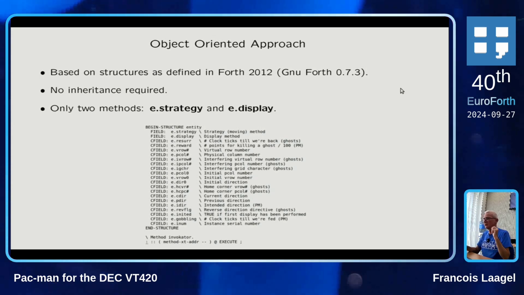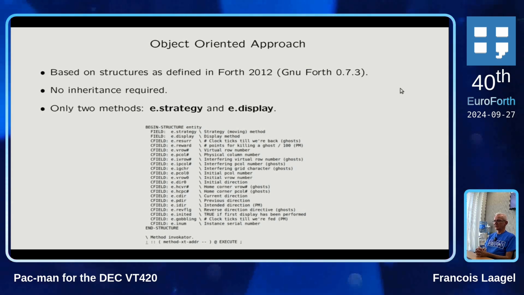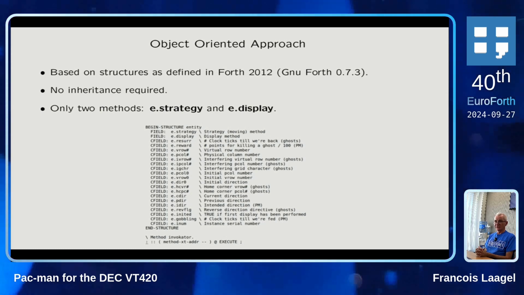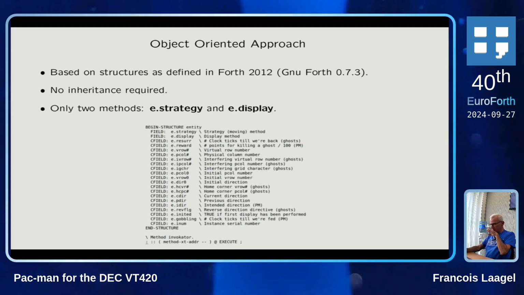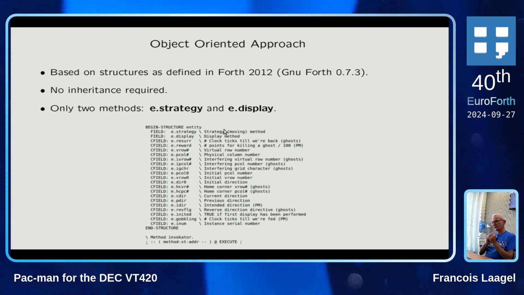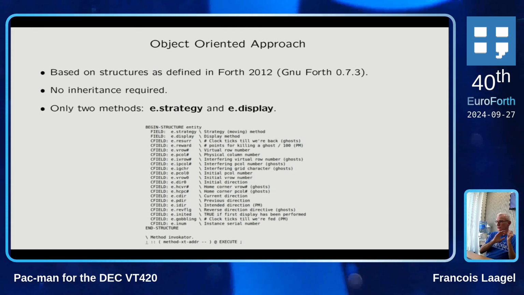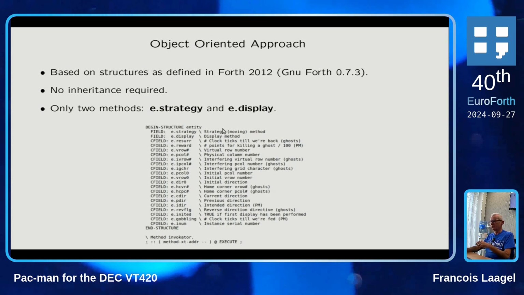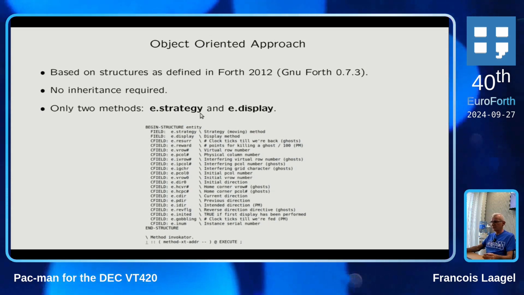So, I touched on that before. I used standard structures inspired by GNU Forth. No inheritance, and fields and C fields are enough for my dark purposes. I have 2 methods. Strategy, which decides for each target how we're going to move, and a display method, which is called by strategy.